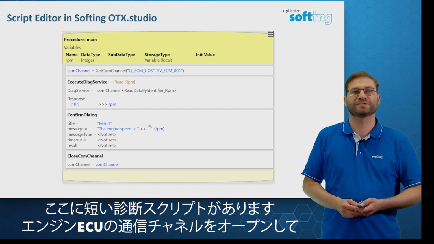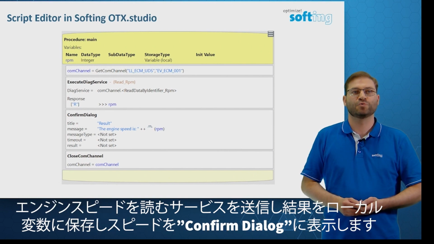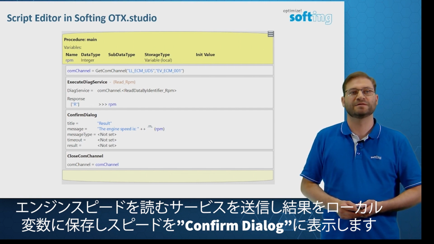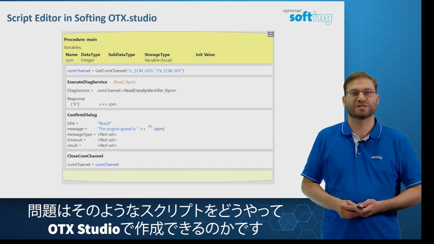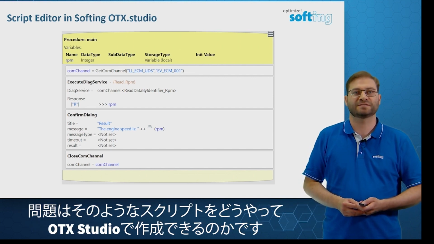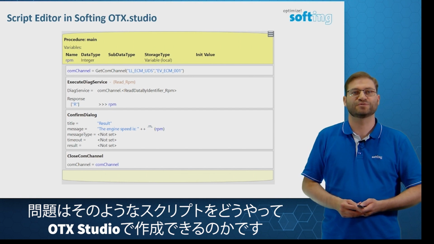Here we see a short diagnostic script where we open a communication channel to an engine control module. We send the read service for the engine speed. We store the result in a local variable, and we display the engine speed in a confirm dialog. The question is, how can we create such a script in OTX Studio?